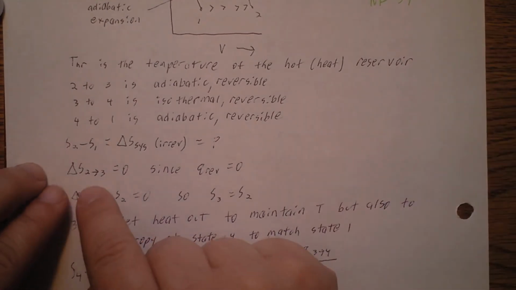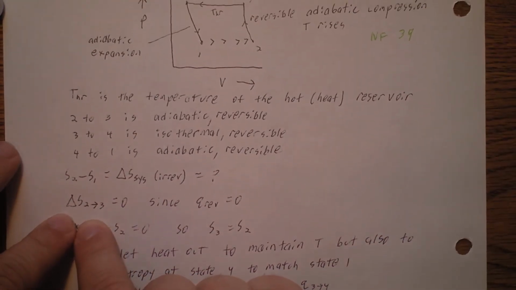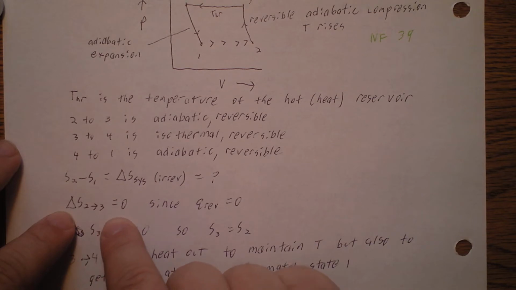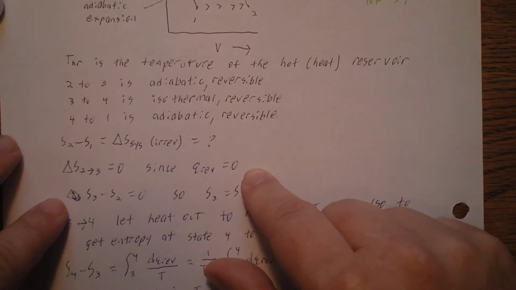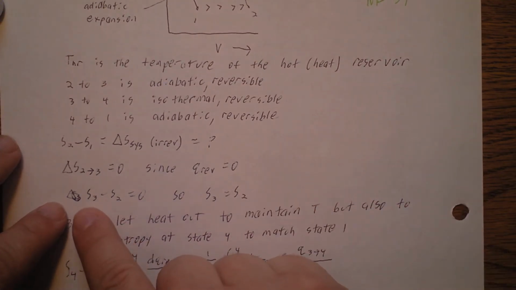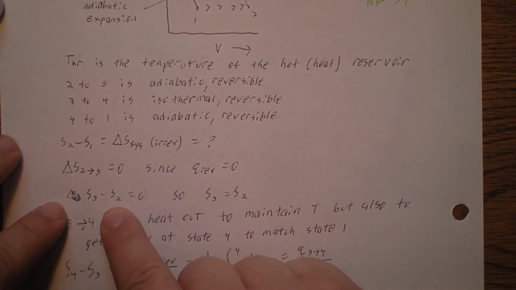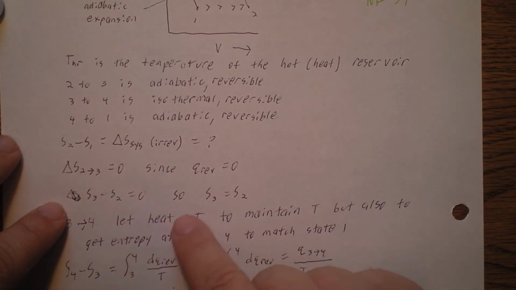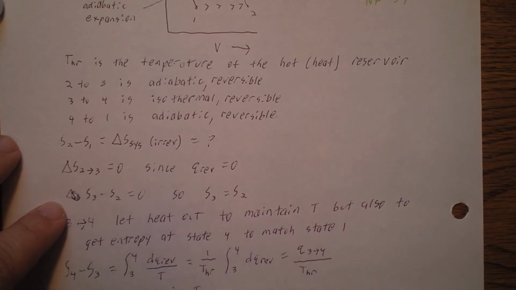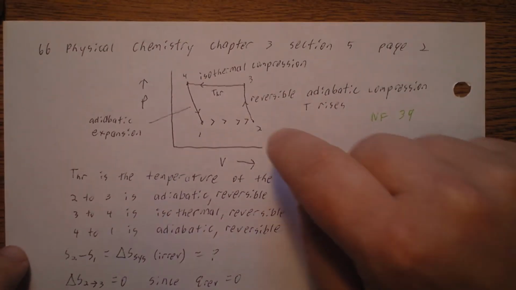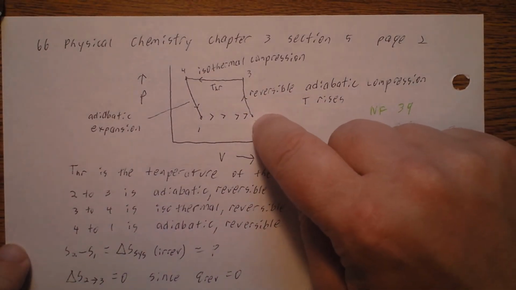Well, remember, the change in entropy from state 2 to 3 is equal to 0 because it's adiabatic. So Q reversible is equal to 0. So that means the entropy at state 3 minus the entropy at state 2 has to be equal to 0. Therefore, the entropy at state 3 is equal to the entropy at state 2. So remember the diagram. We just showed that the entropy here is equal to the entropy up here.